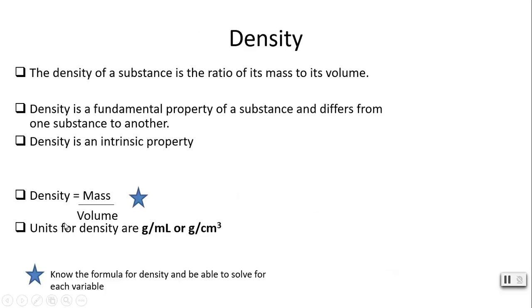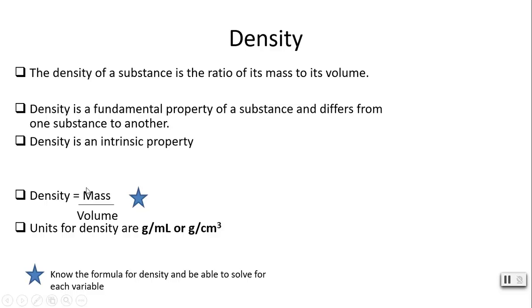So density, as I said, is an important property when you're going to investigate more in lab. It's the ratio of a substance's mass and volume. And one of the neat things about density is that it's intrinsic and it's a fundamental property, which means it differs from one substance to another substance. And so you can use density, and you will be using density, to determine the unknown identity of a substance.